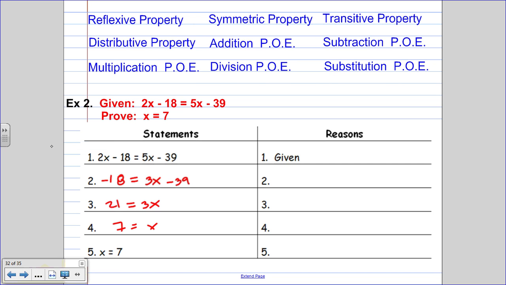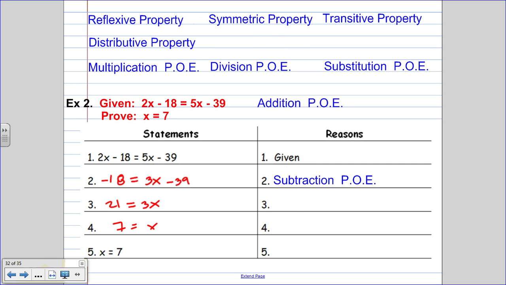Watch. So now let's go back and justify all of our steps. The first thing I did was I subtracted 2x from both sides of the equation. So that's how I ended up with 3x. So that was involving the subtraction property of equality. Then I had to add 39 to both sides of the equation, and thus I got 21 equals 3x. So I used the addition property of equality. Then I had to divide both sides by 3, so I used the division property of equality.